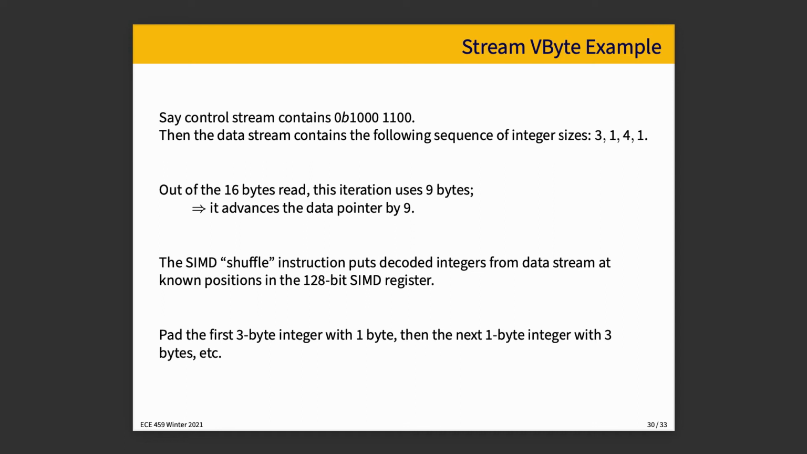So pad the first 3-byte integer with 1 byte, that's all zeros, and then the next 1-byte integer is padded with 3 bytes. The one that's already 4 bytes in length doesn't need any adjustment, and then the last 1-byte integer is again padded with 3 empty bytes so that it fills up the space accordingly. Okay, and 4 32-bit integers fit, of course, perfectly into the 128-bit SIMD register, so we're doing well in that regard.